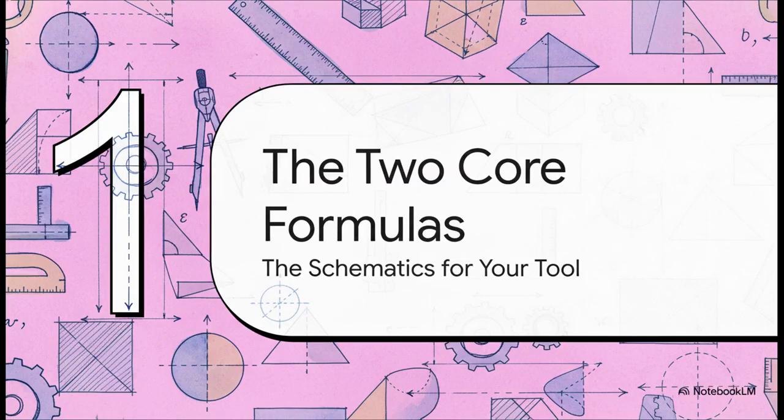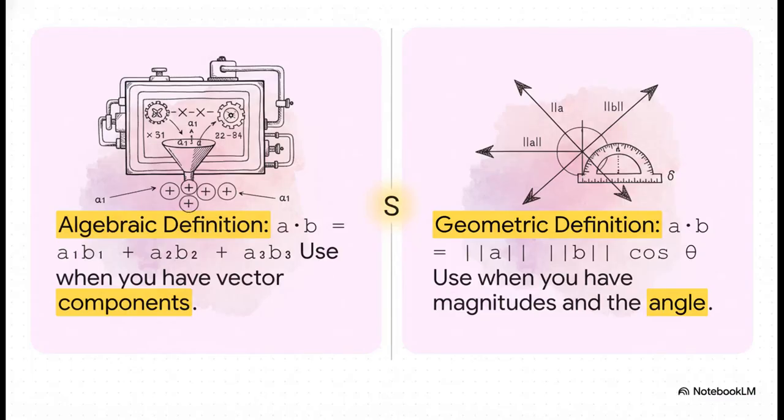Okay, first things first, let's pop the hood and see how this thing actually works. There are two main ways to calculate the dot product, and the one you pick really just depends on what information you've got handy. So on the left, you've got the algebraic definition. This is your absolute best friend when you have the components of the vectors. You just multiply the matching parts, the x's, the y's, the z's, and add them all up. Easy. Then on the right, we've got the geometric definition. This one's perfect for when you know the lengths or magnitudes of the vectors and the angle between them. Both formulas get you to the exact same place, that single scalar number.